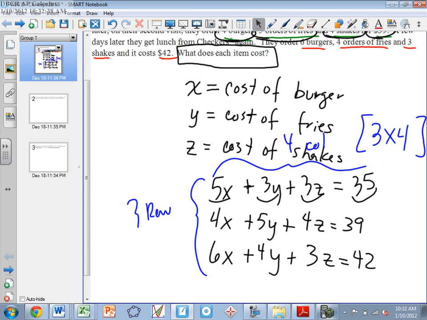What you need to do is the following. Look at all these spots. See how these are all positions? Input the numbers in the right spots. So your first row, 5, enter. 3, enter. 3, enter. 35, enter.